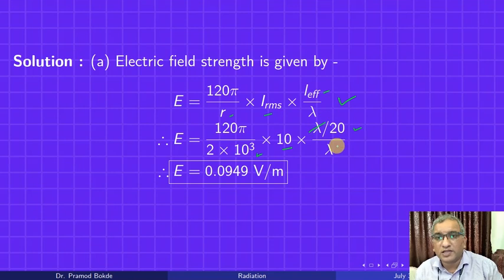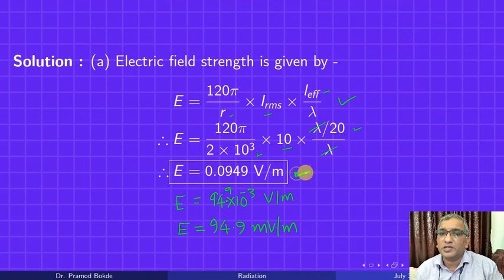So here this lambda will get cancelled, and if you calculate this value, the electric field strength comes to be 0.0949. So you can also write this electric field intensity in terms of millivolt per meter. I can write this as 94.9 into 10 raised to power minus 3 volts per meter. So you can write this electric field strength as 94.9 millivolt per meter. You can also express this value in millivolt per meter, but if you don't, there is no problem. So easy is this parameter.